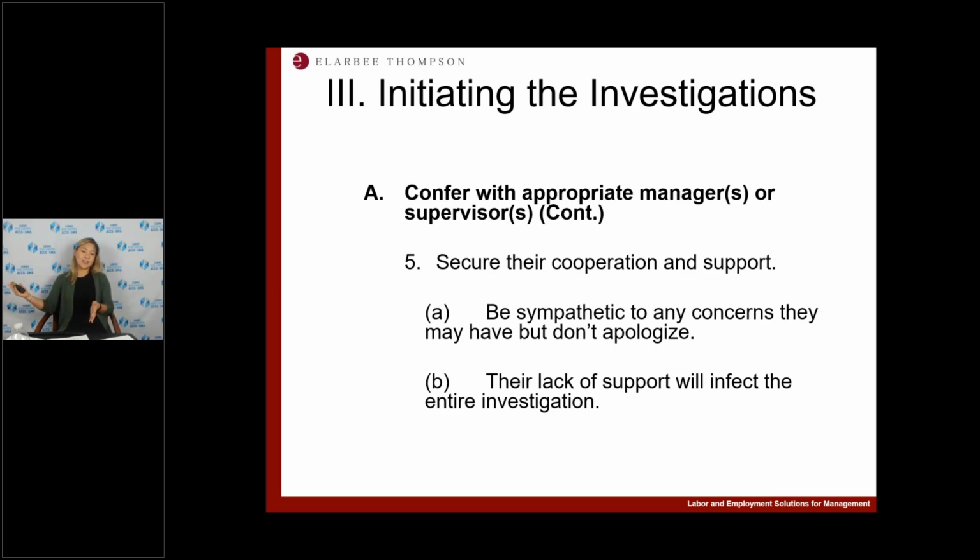One of my go-to responses is, I understand and I hear you, that's a valid concern, but you don't apologize. You need to conduct the investigation. It is what it is. You will do your best to have it over as promptly as possible, but there's no need to apologize. This is part of their job.